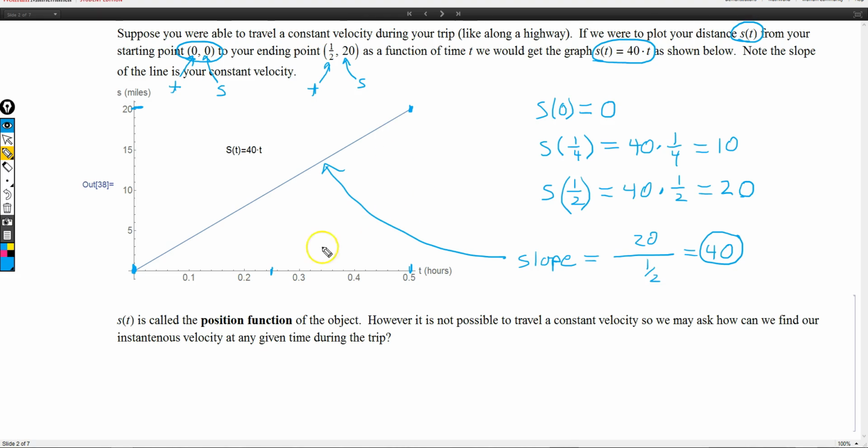All right. Now, just some special notation here. S of t is called the position function of the object. Now, we'd like to ask this question. Of course, it's not possible to travel at a constant velocity. You get in your car, you have traffic, you have stoplights. So your actual position function might actually look something like this.